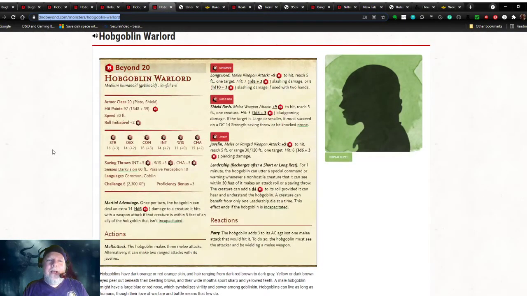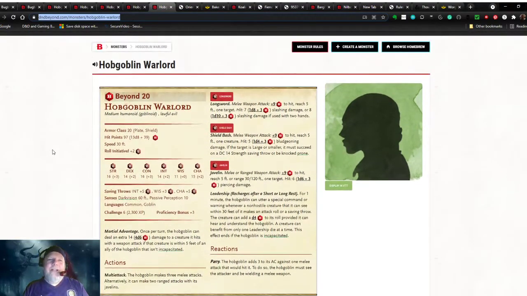And then you have the Hobgoblin Warlord. So this is imagined as sort of the big king, if you will, of all the Goblinoids.